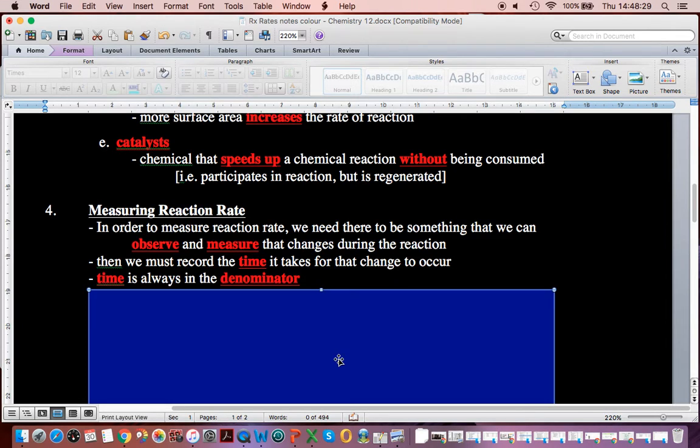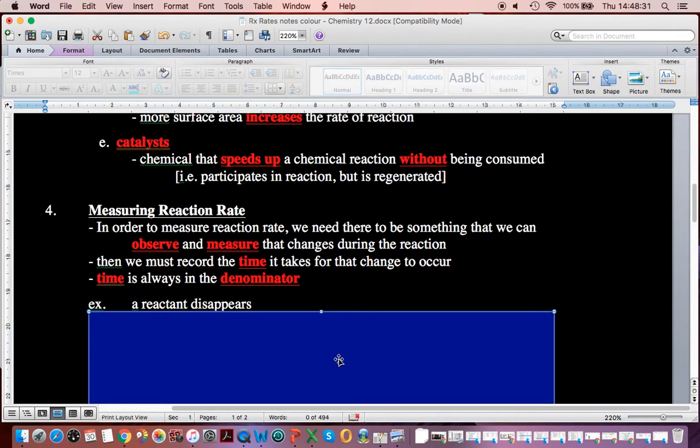So when we catalyze reactions, we actually don't tend to need a lot of catalyst because we do get it back. To measure reaction rate, it's always a function of time. So time is always in the denominator. We need to be able to look at a reaction, and there has to be something macroscopic, something we can see that we can measure. But not only measure, it has to be something that will change.